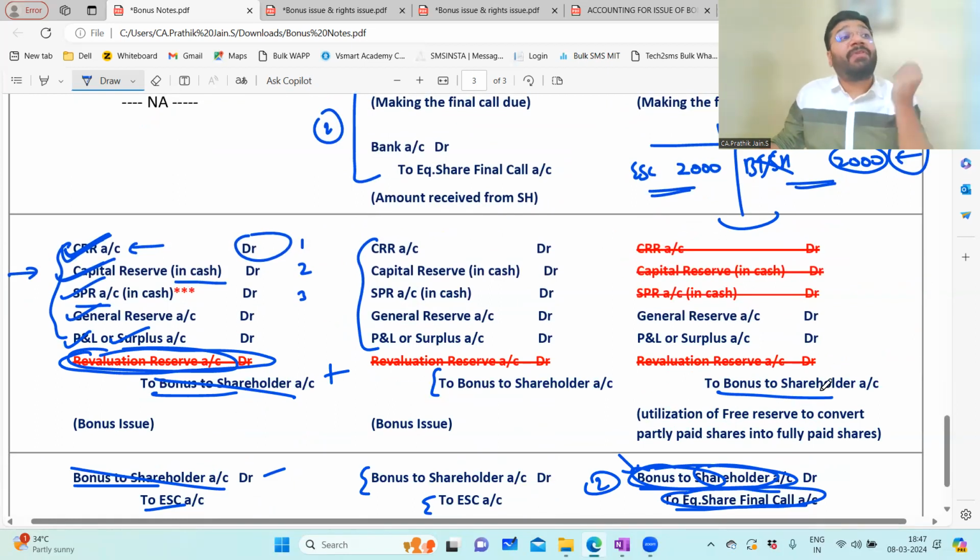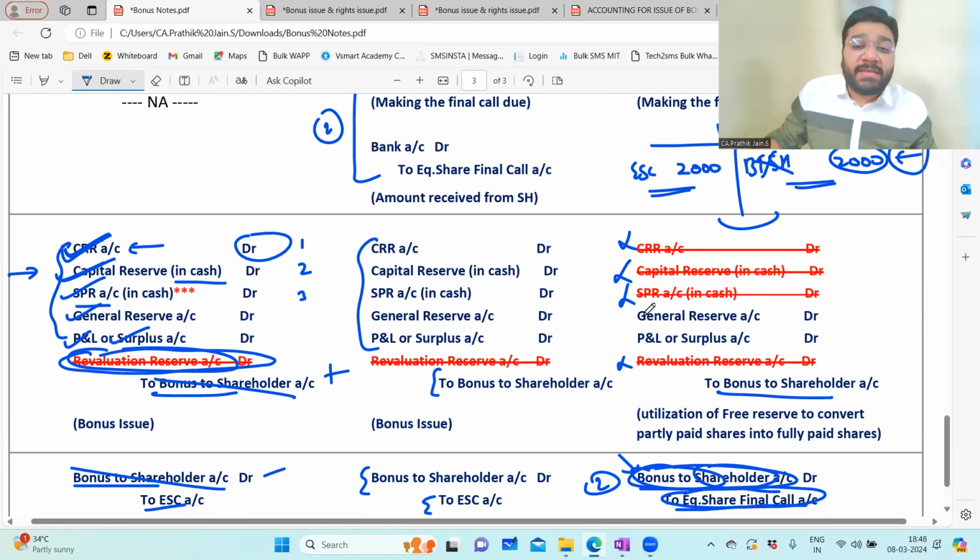So where is this money coming from? Sir, reserve. Which reserve? Free reserve. So CRR cannot be used because this is not a bonus issue. This is not typically a bonus issue. Bonus issue comes where? Fully paid equity shares. So here CRR, capital reserve, SPR, revaluation reserve cannot be used at all. So we're transferring the money from the reserve account to the capital account for the purpose of converting the partly paid share to fully paid shares. In that case, you're allowed to use only free reserve, that is general reserve, P&L or surplus.